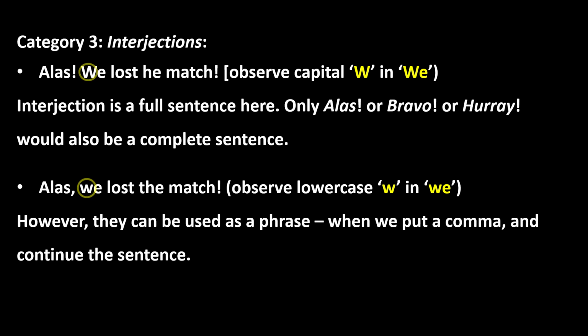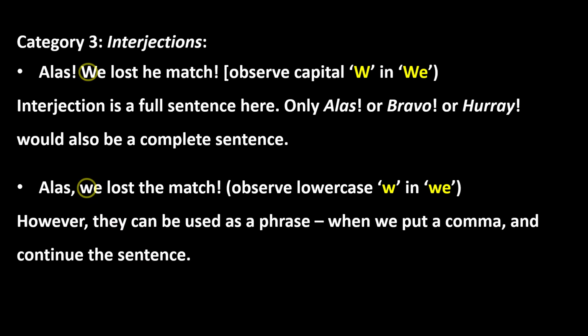We continue in lowercase. But alas, exclamation mark, it's a full sentence. So the next sentence, we, is in capital W. So an interjection can be a full sentence, or an interjection can be a phrase. If you put an exclamation mark, an interjection would be a full sentence. If you put a comma, then the interjection would be a phrase.